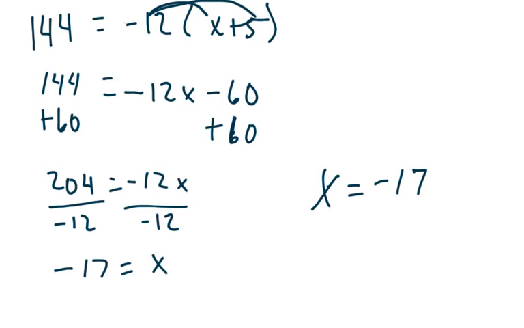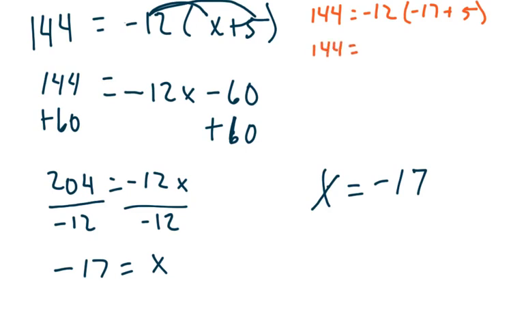All right, so how do we check our work? All we have to do is plug that negative 17 into the original equation. So 144 equals negative 12, and then instead of x, we put negative 17 plus 5. All right, let's see what we get. I'm going to bring down the 144.